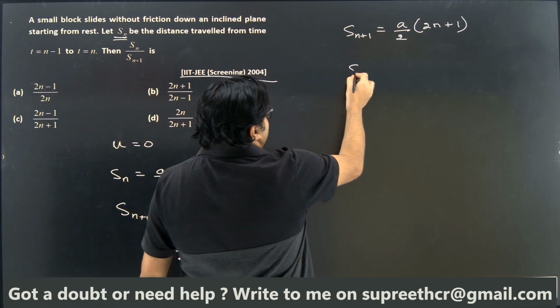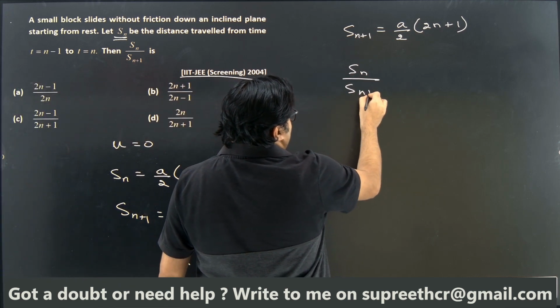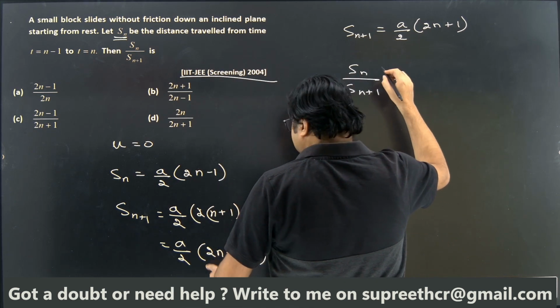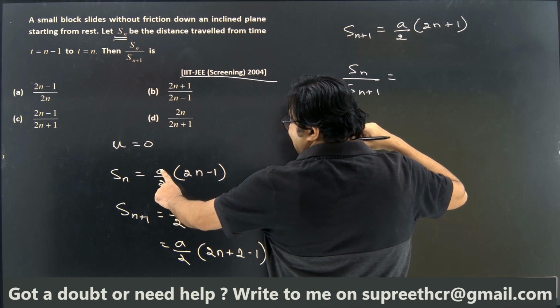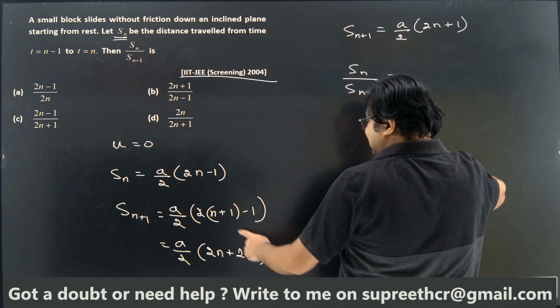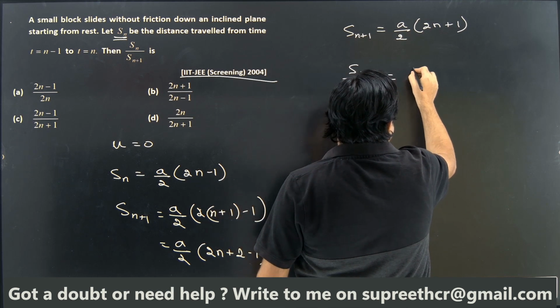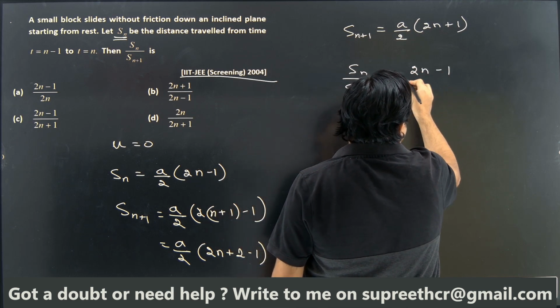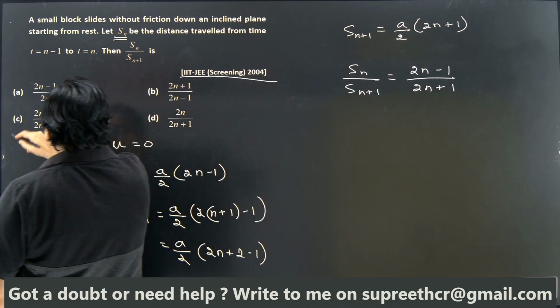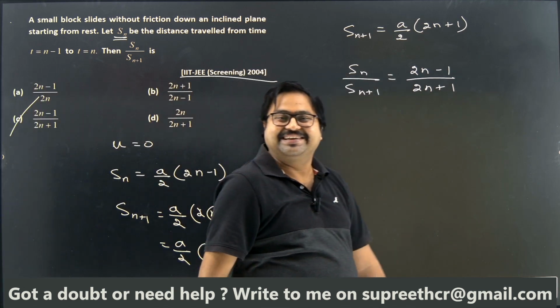The ratio Sn divided by Sn plus 1 would simply become equal to, of course, a by 2 is there in Sn as well as Sn plus 1. When I divide them, they will get cancelled. All you will remain with is 2n minus 1 divided by 2n plus 1. And that, my dear friends, is option C.